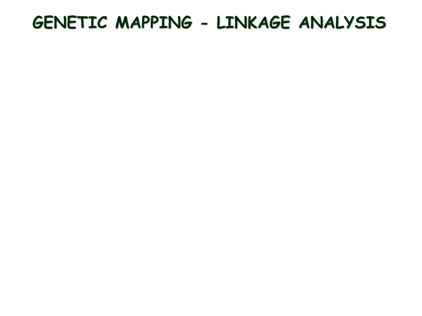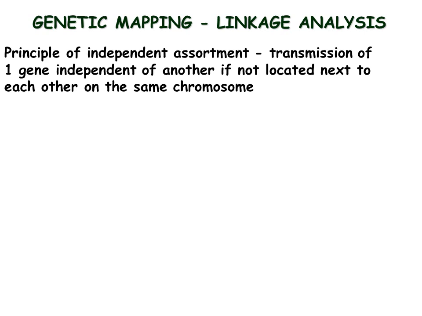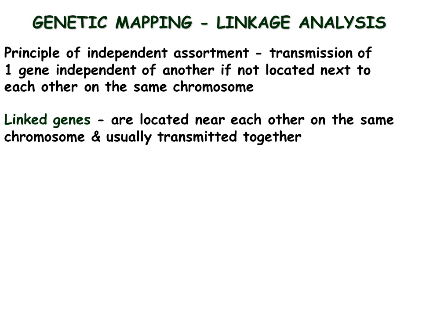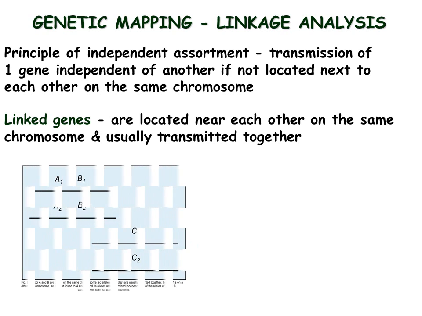To understand linkage analysis, you need to understand the principle of independent assortment. This was discovered by Gregor Mendel when he was working with pea plants. Anyway, he found that transmission of one gene is independent of another if they are not located next to each other on the same chromosome. However, linked genes are located near each other on the same chromosome, and so usually if you inherit one, you inherit the other, so they're transmitted together.